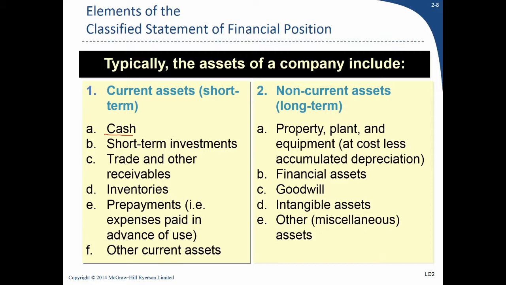You can go out and buy a 10-year Government of Canada bond. The problem is you're locked in for 10 years, right? That's not very short term. So we might put it into a 3-month Government of Canada bond, right? Just to have it earning a little bit of interest income.